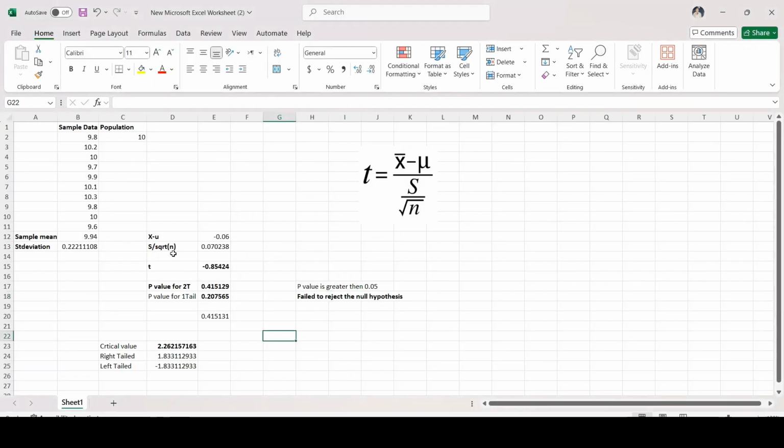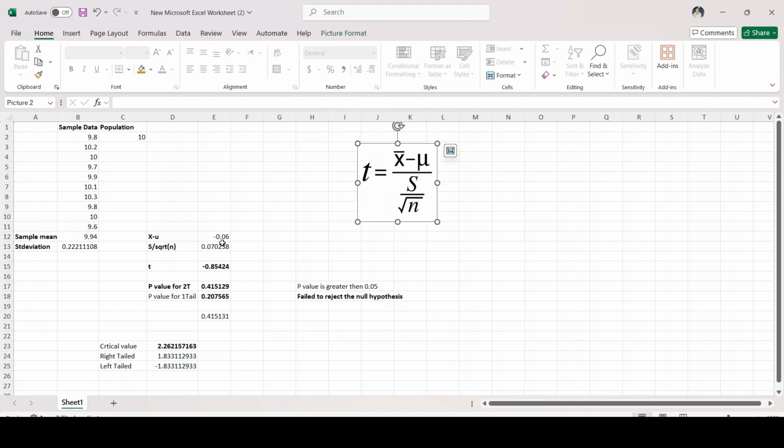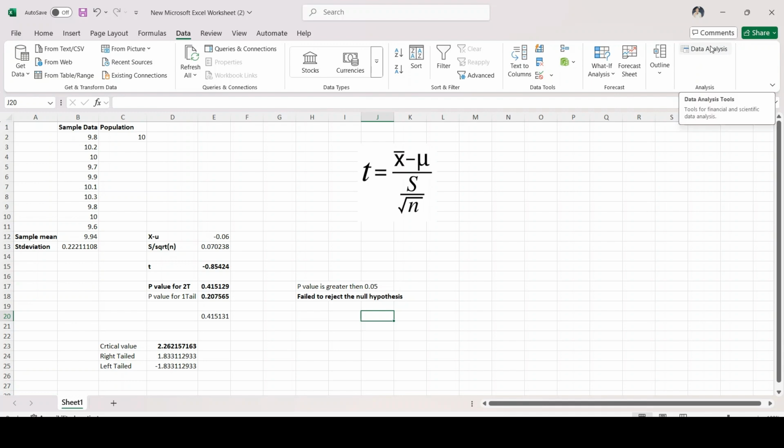So that was the basic formula for how you can test the hypothesis using a one-sample t-test in Microsoft Excel, right? First we found the t-value, then by using the p-value method we tested the hypothesis, then by using the critical value method we found the conclusion of this hypothesis, right? Another option, the third one, is in the data analysis.